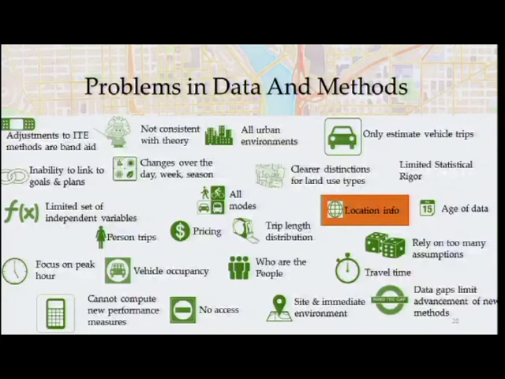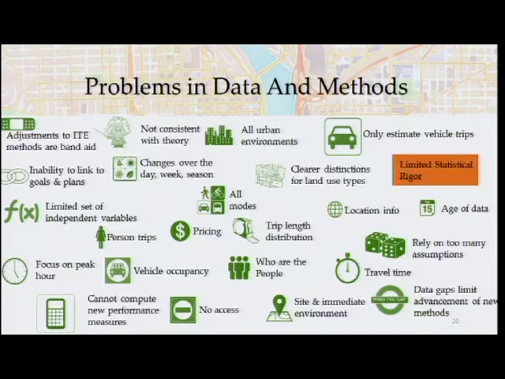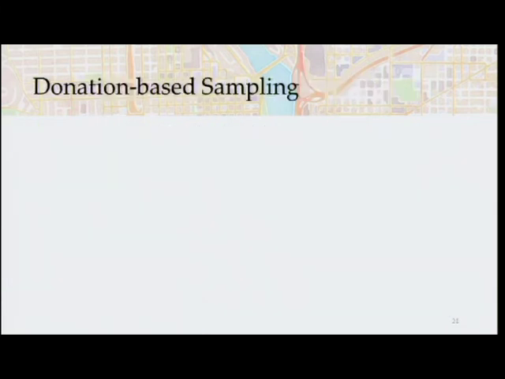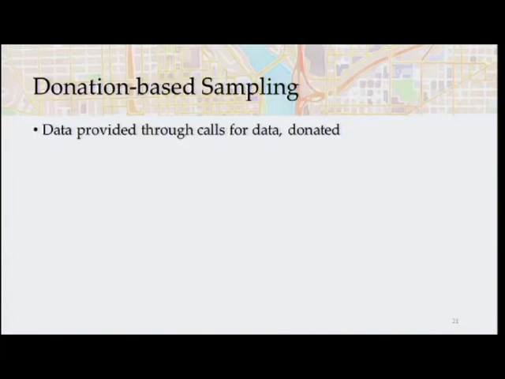So the location info is a widely studied topic, and I think there have been 12 major research studies. Most of them have tried to get at the built environment, and a few of them tried to get at demographics. But what we're seeing is that one consistent problem across pretty much all 12 methods that are being developed is that we're still adjusting from ITE using a donation-based sampling.